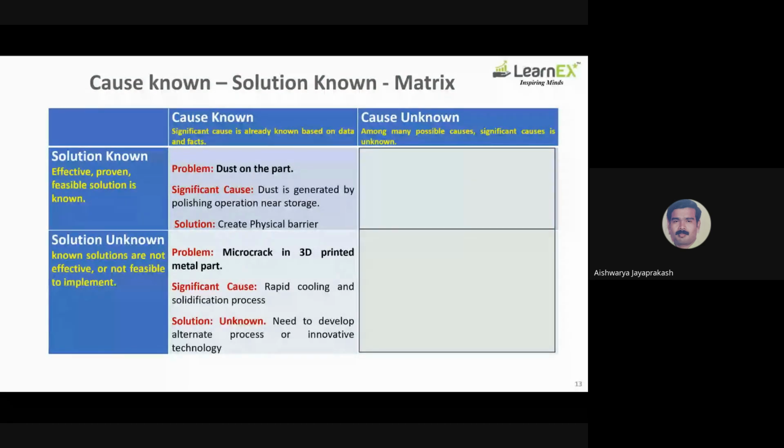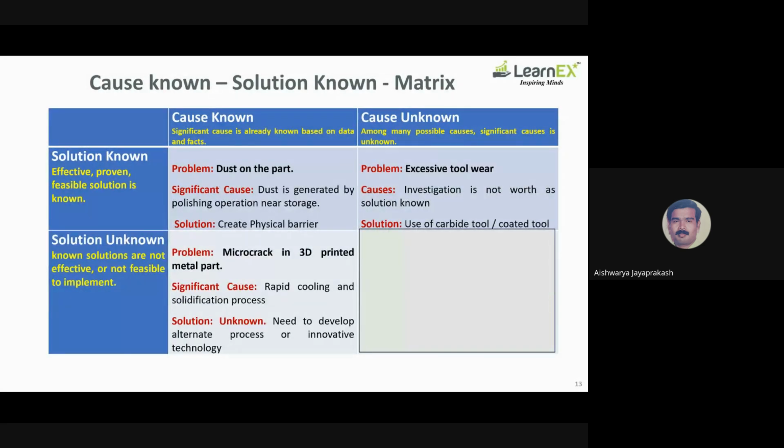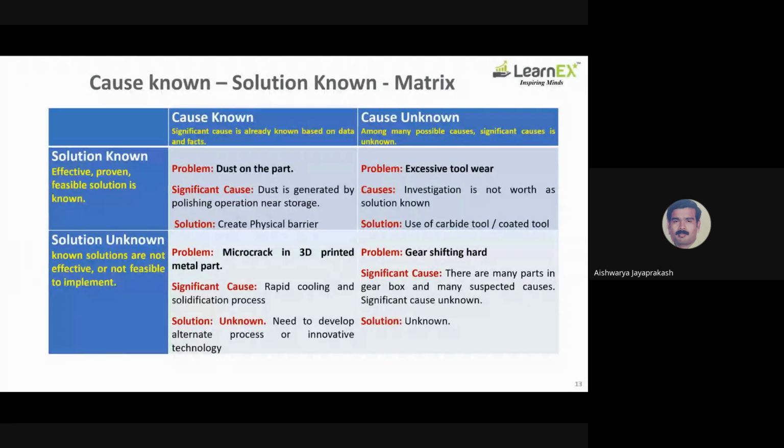Where cause is unknown but a proven solution is already known, implement it. You don't have to find the cause. And where cause and solution both are unknown, like gear shifting is hard. I don't know why. In some products gear shifting is hard, in some products gear is okay. I don't know why, but there is a variation. When there is some variation like that, why is there a variation? I need a problem solving project.